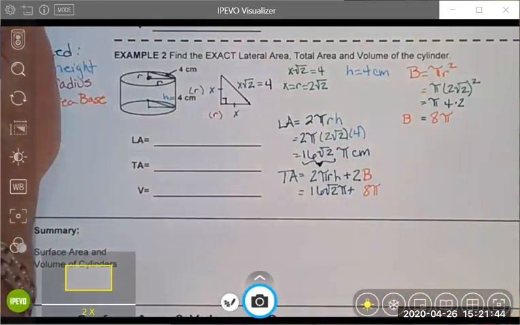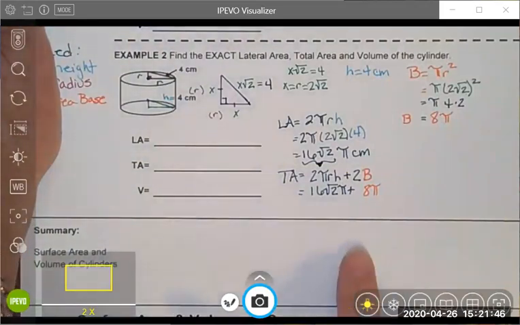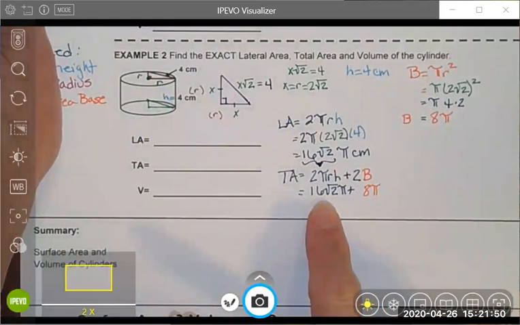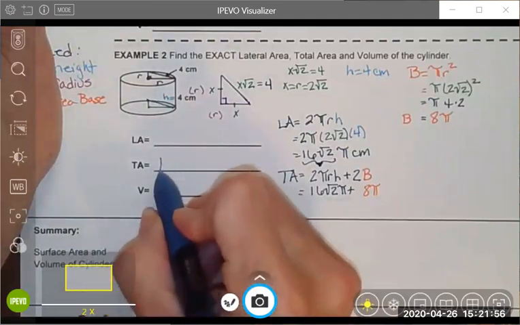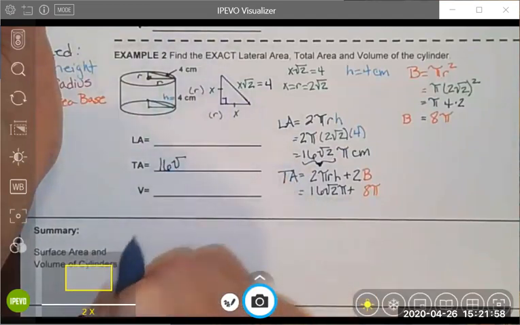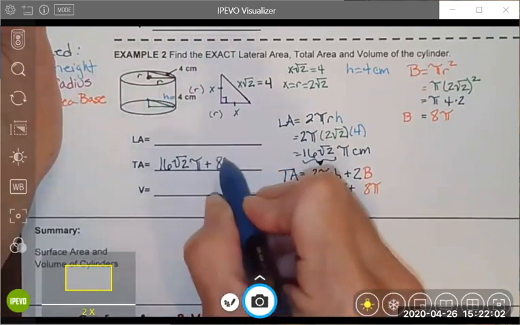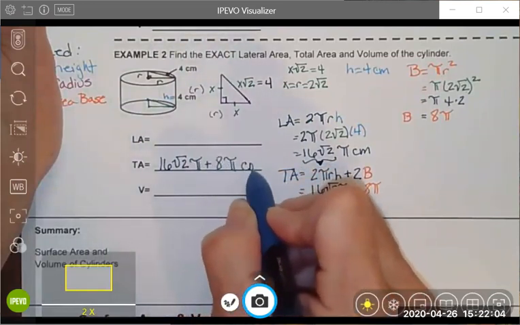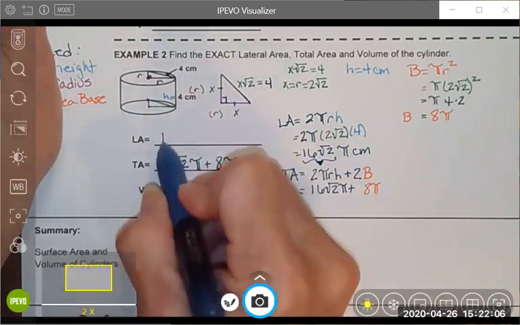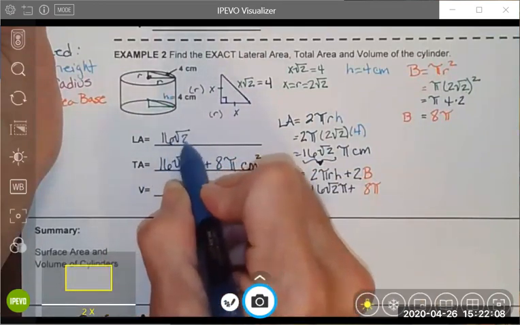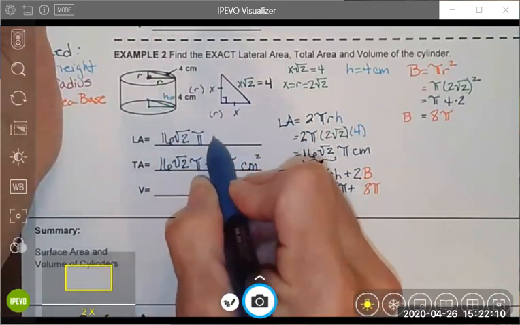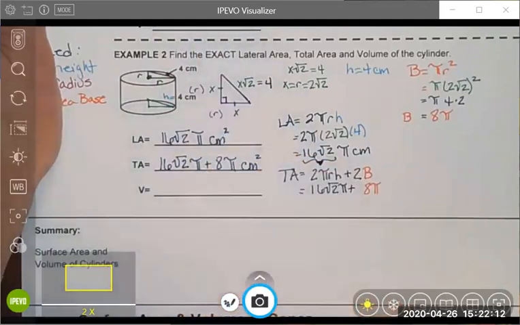And now I must simplify this expression if possible. But since this term has a radical and this one does not, then that is my complete expression to represent the total surface area, 16 square root 2 pi plus 8 pi centimeters squared. And I was negligent and forgot to write my lateral area in my answer blank. So I'll do that now.